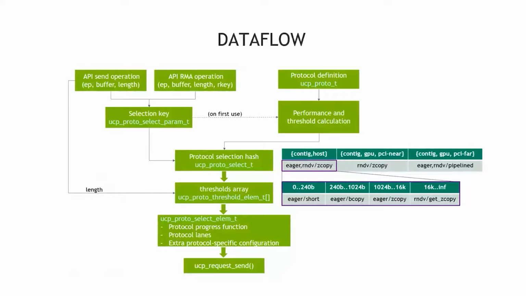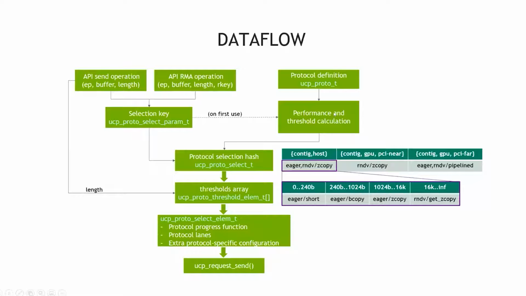So this is the whole data flow diagram. We start with API calls, which could be either send operations or a remote memory access. The parameters of this operation can be used to construct a selection key, which is called UCP Proto Select Param T in the code. And in the first use, we would initialize the protocol and generate performance numbers and calculate thresholds according to the protocol definition, which is a static structure defined by UCP Proto T.